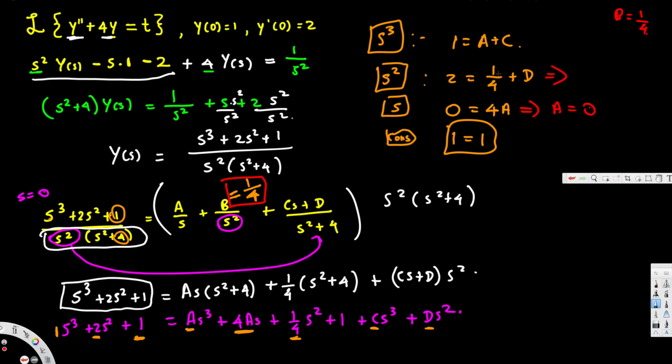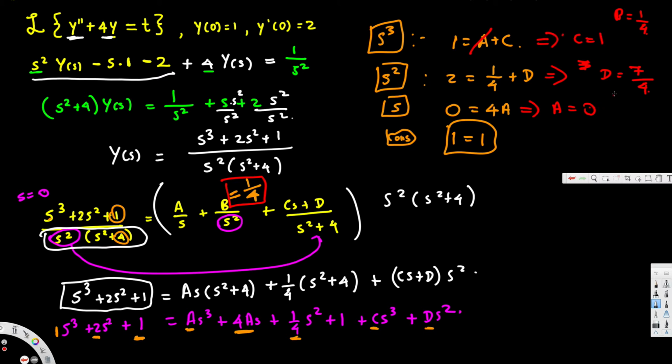If you bring this 1 over 4 here, 2 minus 1 over 4. 2 also can be written as 8 over 4. So 8 over 4 minus 1 over 4, that's going to be 7 over 4. So d is equal to 7 over 4. And here we know a is 0, so this one doesn't exist. So from this one we know that c is equal to 1.